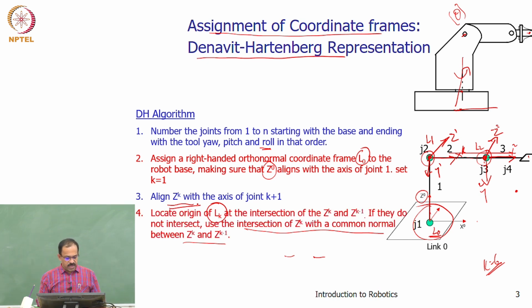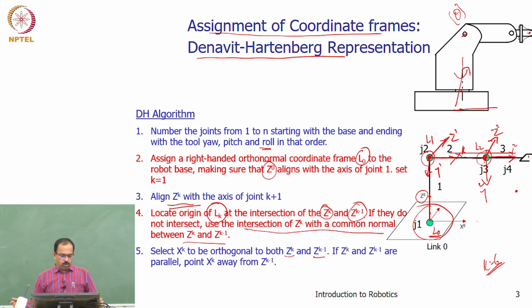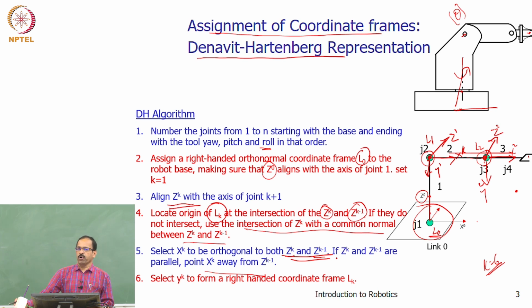So align the axis, then identify the origin LK at the intersection of ZK and ZK minus 1, and if they are not intersecting, identify a common normal, and the common normal intersecting with ZK will be the origin of the coordinate frame. Then select XK orthogonal to both ZK and ZK minus 1, and if they are parallel, point XK away from ZK minus 1. You get the Z axis, the X axis and the origin. Now follow the right-handed coordinate frame and assign YK to form the complete coordinate frame LK. So that is the way you assign the coordinate frame.